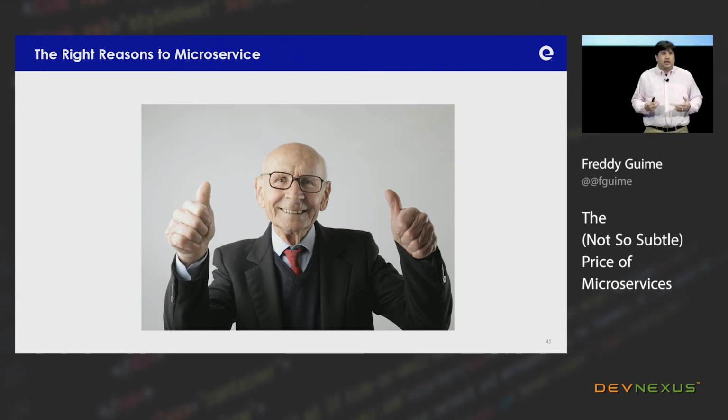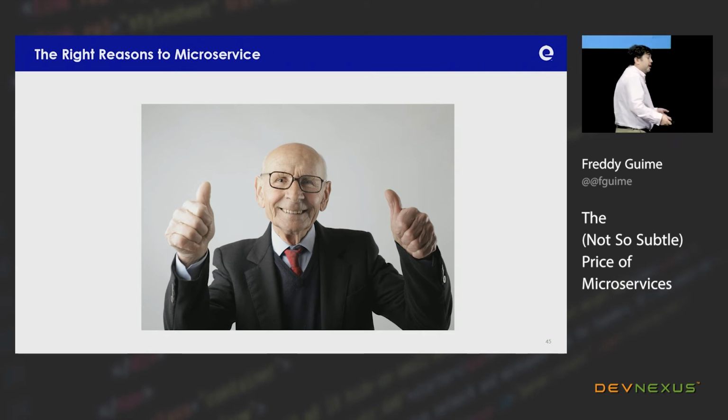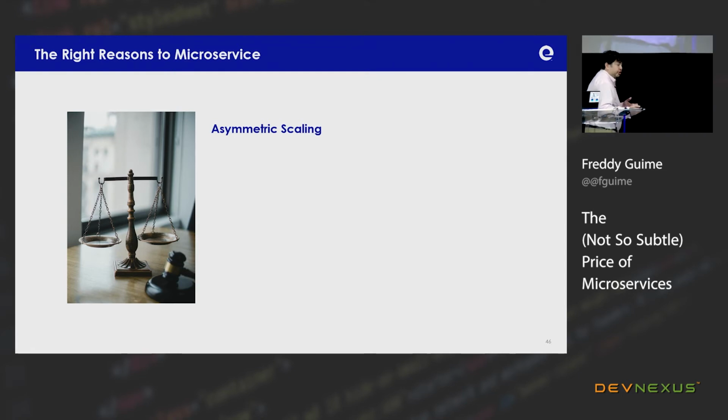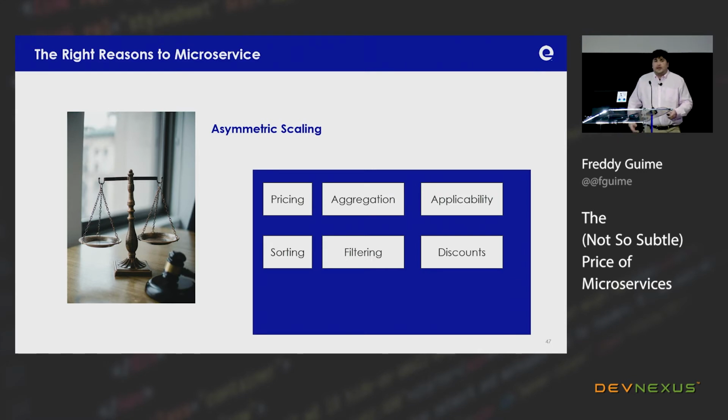Now, walking through these things, there are right reasons to actually use microservices. I don't want to say, oh gosh, all microservices is bad, let's go back to the 1960s, forget that REST happened. No, there are real reasons why microservices are a good choice. The first one is asymmetric scaling. And what is a fancy way of saying, right?